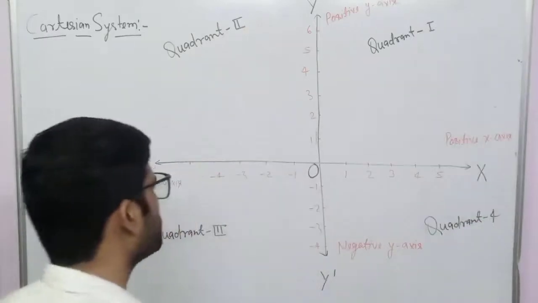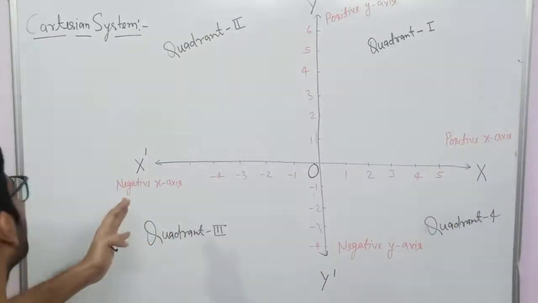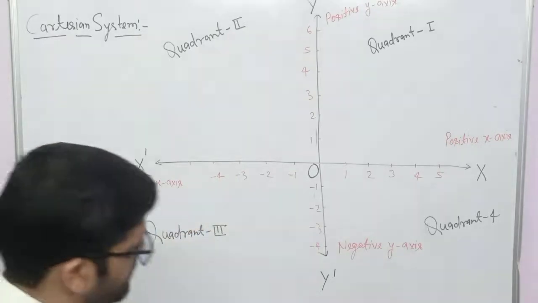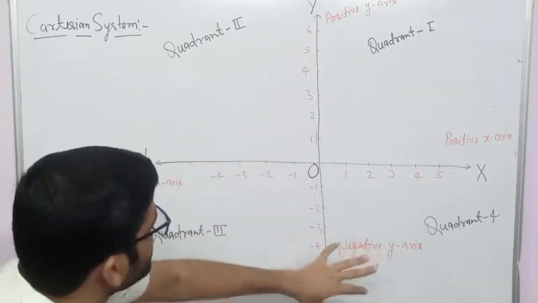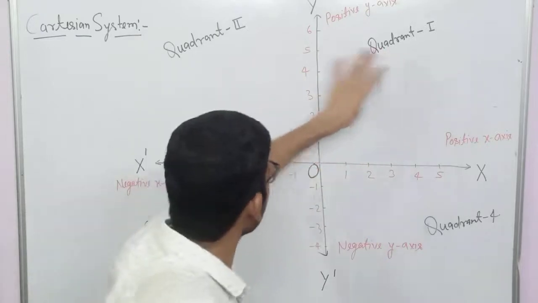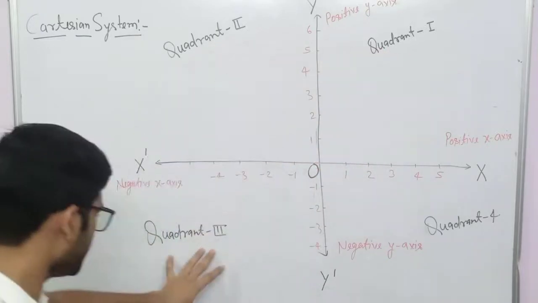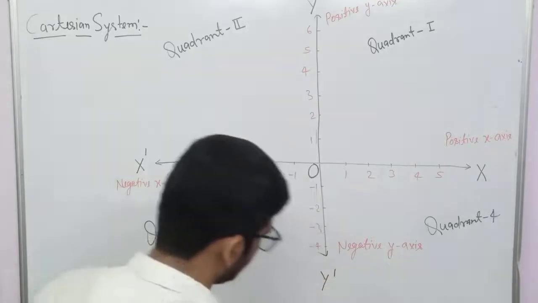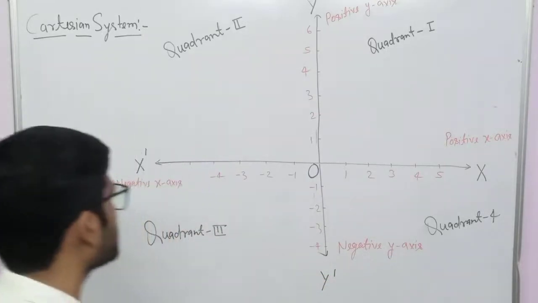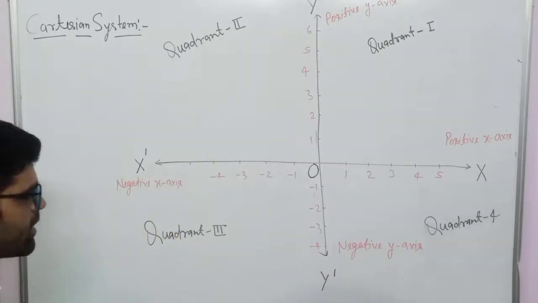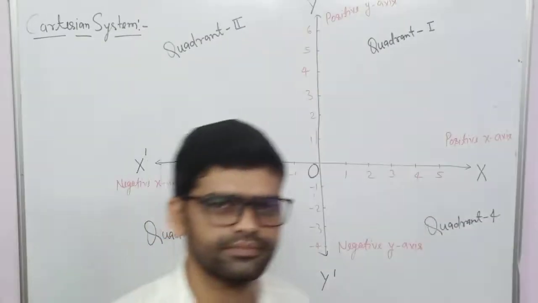This is the basic of coordinate geometry. These lines divide the plane into 4 parts, and the names of the 4 parts are quadrant 1, quadrant 2, quadrant 3 and quadrant 4. And now we want to write the sign of each quadrant. How can you write the sign?